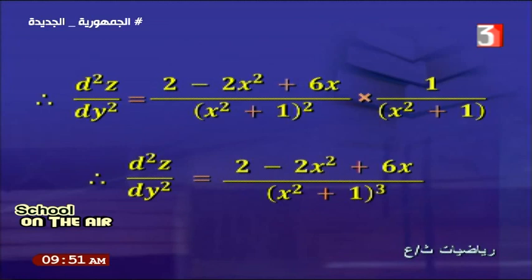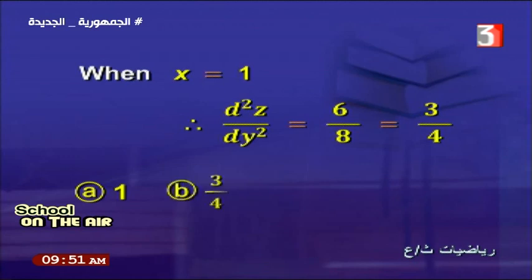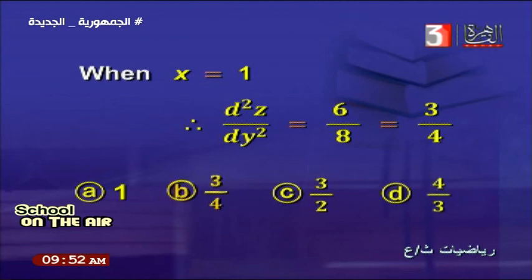When x equals 1, then d²z/dy² equals 6 over 8 equals 3/4. Then the second derivative d²z/dy² at x equals 1 equals 3/4, or letter B. Then the second derivative of this function d²z/dy² equals the derivative of the fraction times dx/dy, or the derivative of the variable x with respect to the variable y.